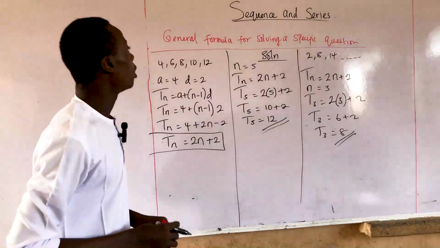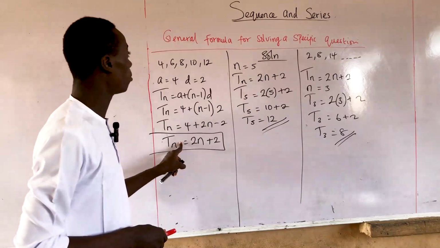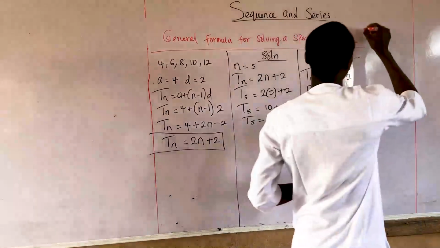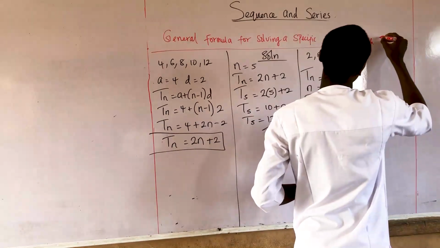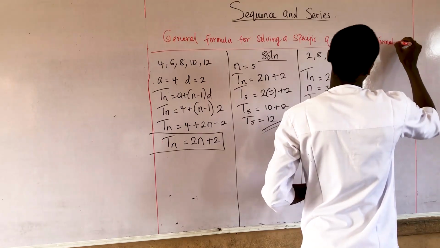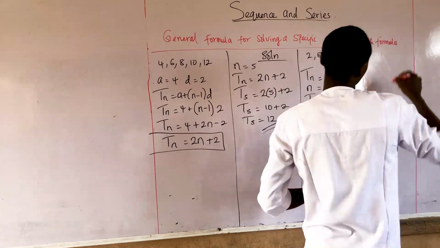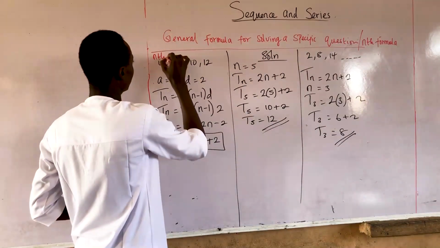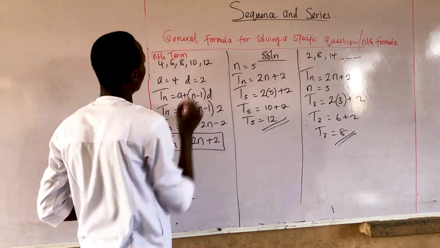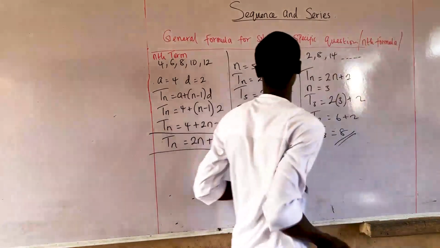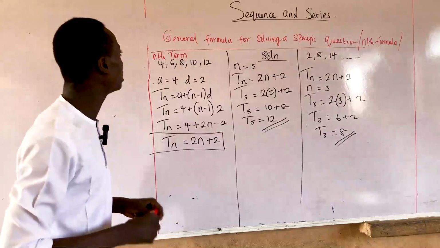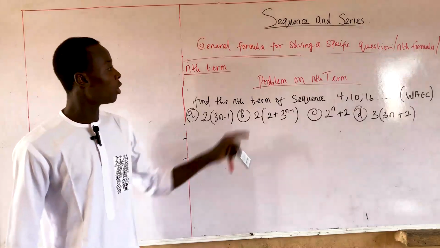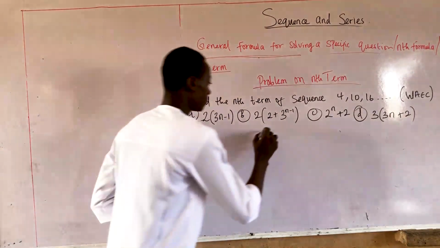Okay. Also, this formula, I call it the general formula for solving a specific question, but we also call it the nth formula, or nth term. Let me write it right here. So you either see textbooks calling it the nth formula or calling it the nth term, but you can remember this formula by knowing that it is the general formula for solving a specific question. Now let us solve a practice question under the problem on nth term.